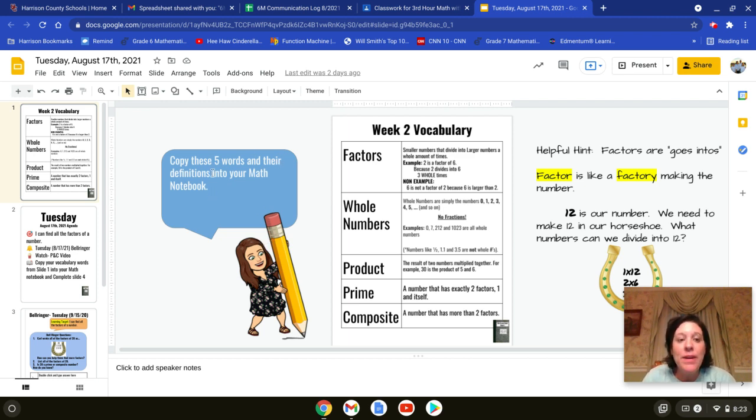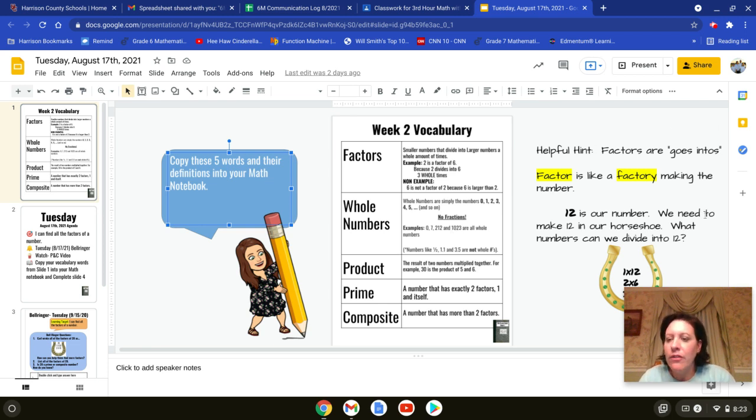Today, I want you to copy these 5 words and their definitions into a math notebook. Now, if you've been to school, you have a notebook that I gave you. It's based on your class period. If you don't have a notebook at home, let me know. I'll be glad to bring one and do a porch drop off if you need one. So that is your assignment today: to copy these 5 vocabulary words and their definitions, including the examples, including the non-examples, into your notebook.